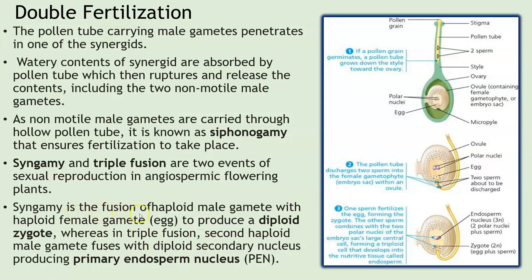In syngamy, the fusion of a haploid male gamete with the haploid female gamete, that is the egg, to produce a diploid zygote takes place. So this happens here where one of the male gametes is fusing with the egg to form the zygote, whereas in the triple fusion, the second haploid male gamete fuses with the diploid secondary nucleus, producing the primary endosperm nucleus. So the second one fuses with the two polar nuclei that are present at the center, and they form the first cell of the primary endosperm, which is also called PEN.